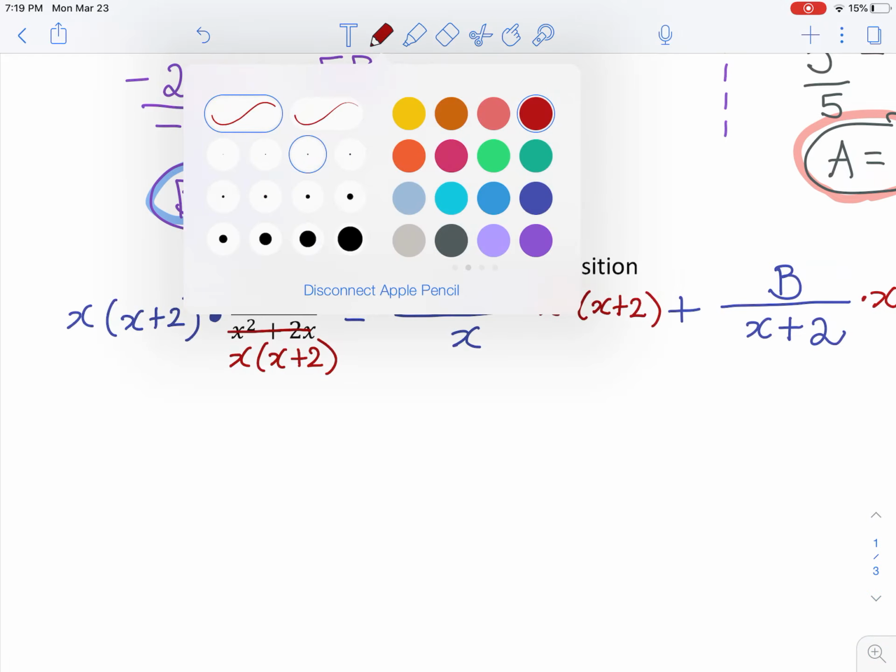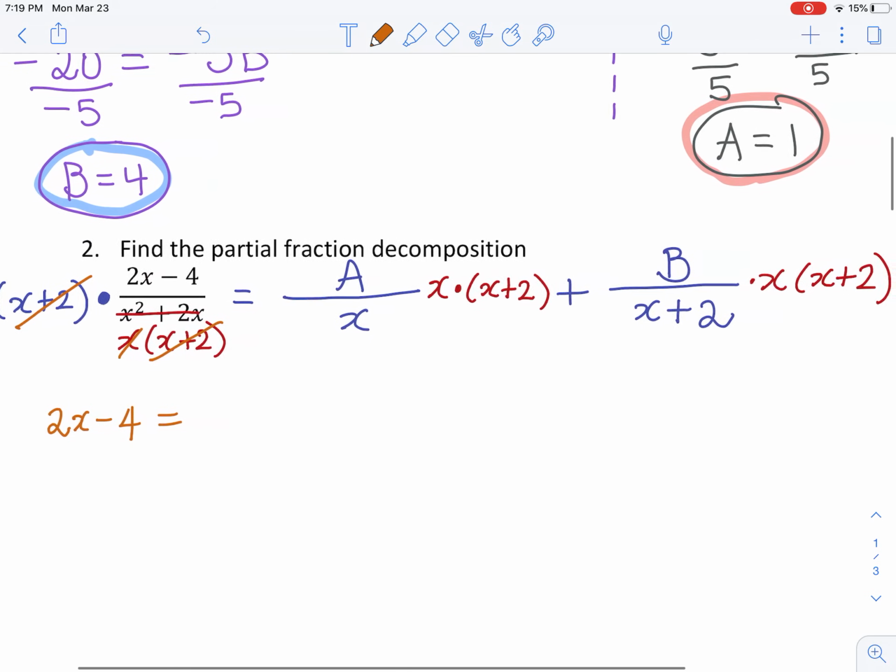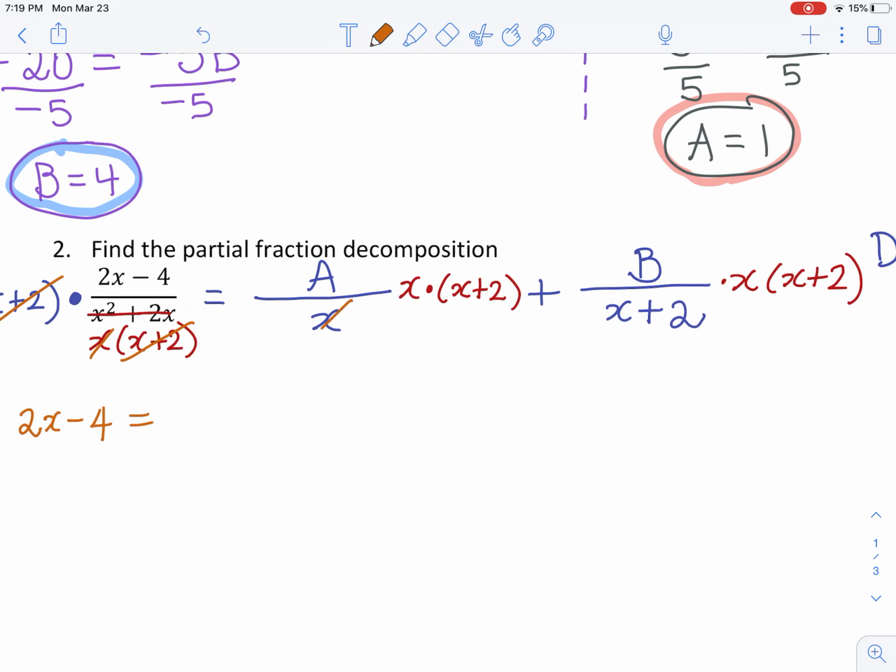So what happened all the way on the left side? Everything cancels out. X cancels out. X plus 2 cancels out. So all the denominator terms got canceled out. We only have 2x minus 4 left. And that equals, let's go ahead and simplify the right side. Now notice the x and x cancels out. Therefore, we only have a times x plus 2 left. So do write that: a times x plus 2.